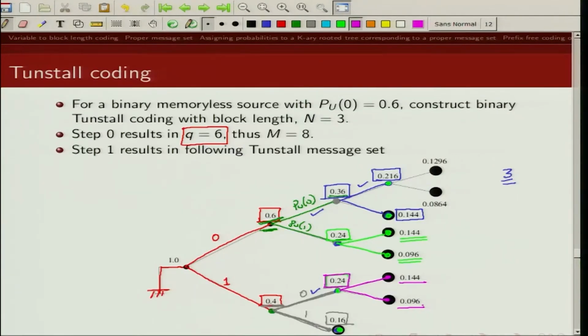So at this point the leaves that I have are this, this, this, this, this, this and this. And look at their probabilities. This is 0.16, 0.096, 0.144, 0.096, 0.144, 0.144, and this is 0.216. So at this point, the most likely leaf is this one. So I'll extend this.